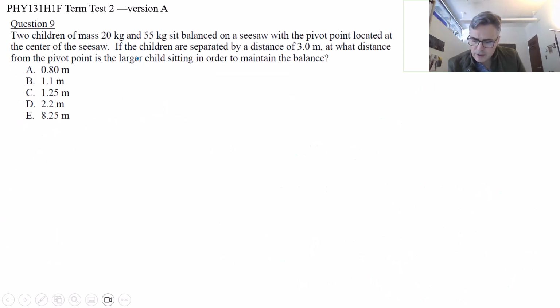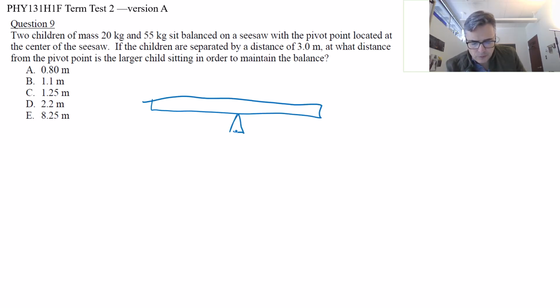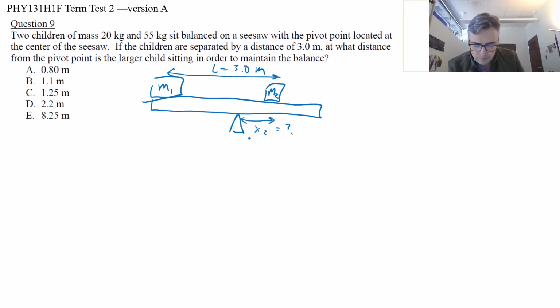Two children of mass 20 kilograms and 55 kilograms sit balanced on a seesaw with a pivot located at the center of the seesaw. If we call M2 the larger child and M1 the smaller child, the smaller child would be farther away. If the children are separated by a distance of 3 meters, L equals 3.0 meters, at what distance from the pivot point is the larger child sitting in order to maintain the balance? We'll call that x2. X1, from here to here, we also don't know, as it turns out.